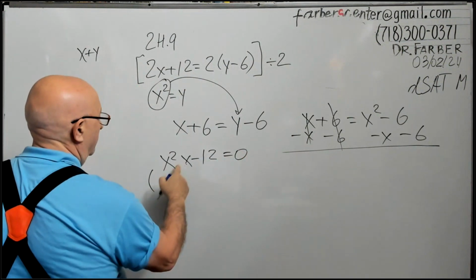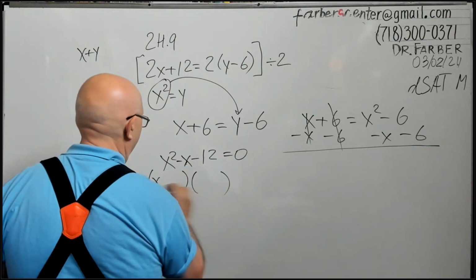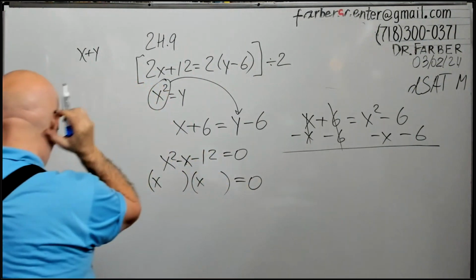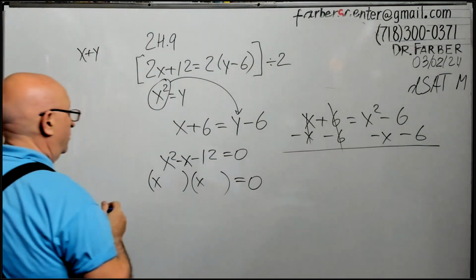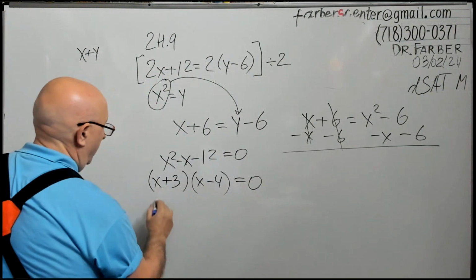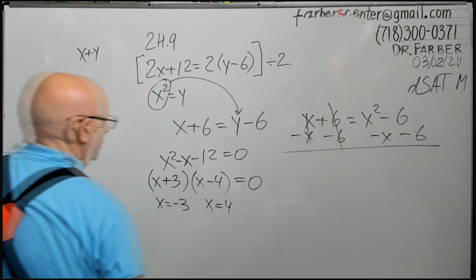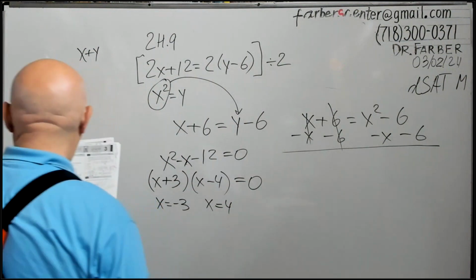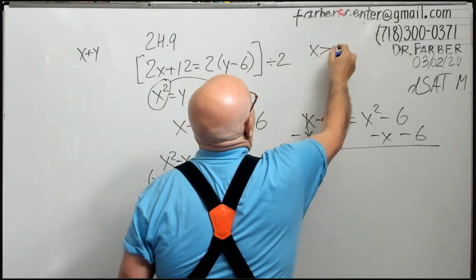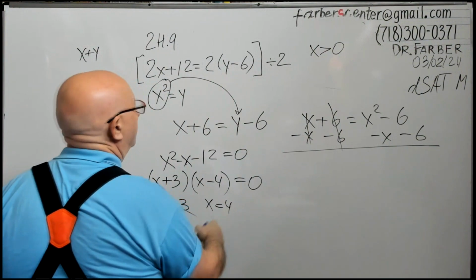Now, François Viète's theorem, factorize. What numbers do I use here? 3 and negative 4, plus 3 and minus 4. x equals negative 3 or x equals 4. Do you have any more restrictions here? x is greater than 0, they said. So cross it out, x equals 4.